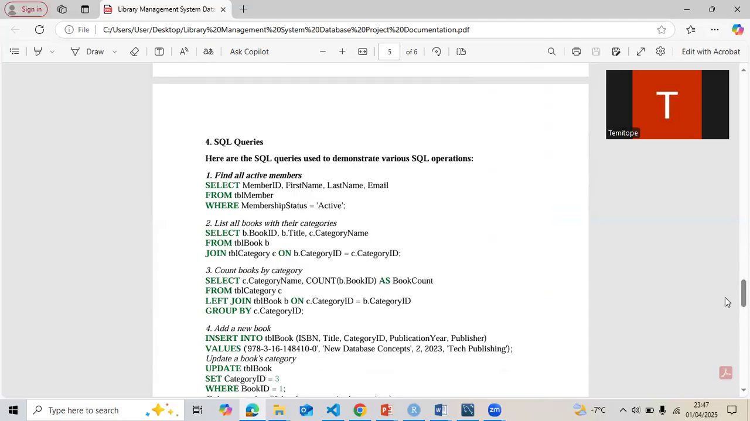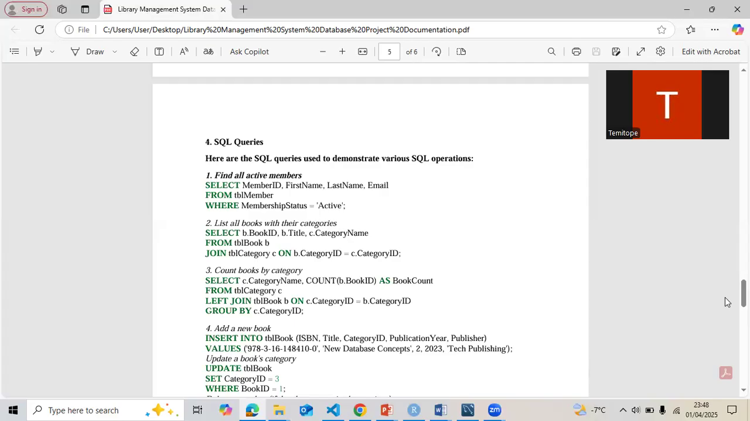So what do I need? First of all, I have to look at it. They say I should look for active members. Okay, let me go to my database and query it. What is the first thing? I have to get to my member table first. Then I will select member ID, their first name and last name, and their email address, if I need it. It's not compulsory.